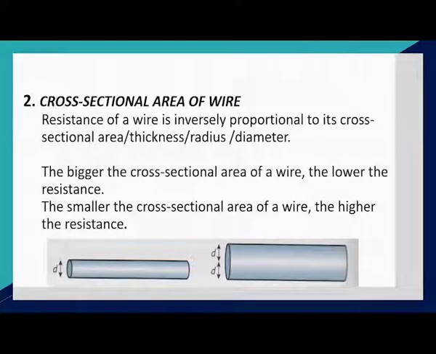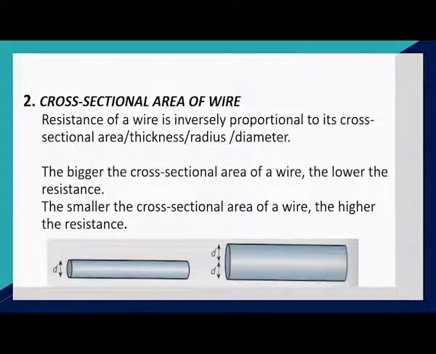The second one, cross-sectional area, which is also known as diameter. How does it affect the resistance of the wire? Resistance of a wire is inversely proportional to its cross-sectional area, or to the thickness, or to the radius, or the diameter. All those terms apply to the cross-sectional area. That means the bigger the diameter, or the bigger the cross-sectional area of the wire, the lower the resistance. If you use a thicker wire, it has a greater cross-sectional area, or a greater diameter.